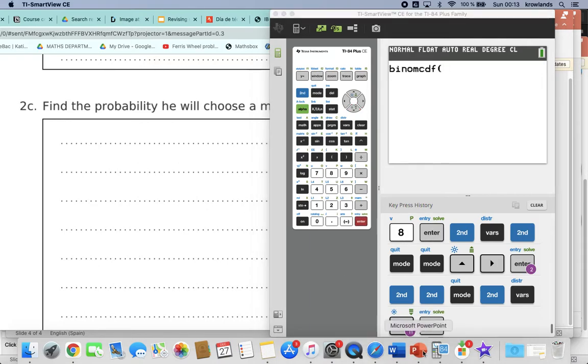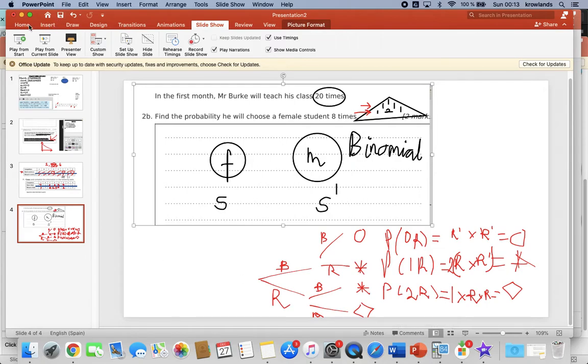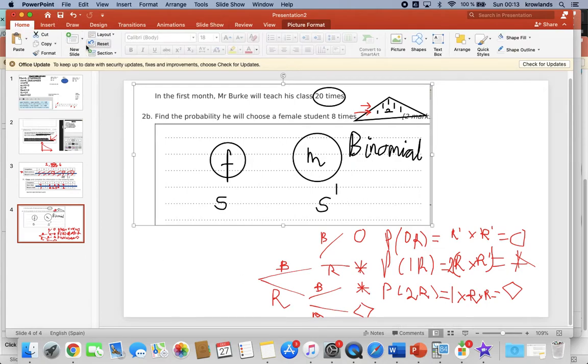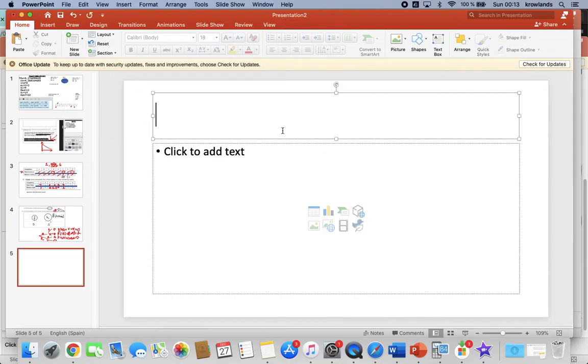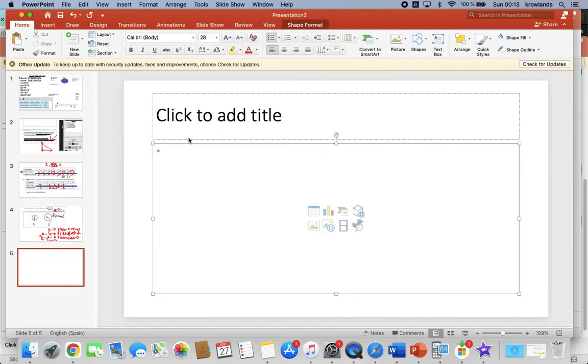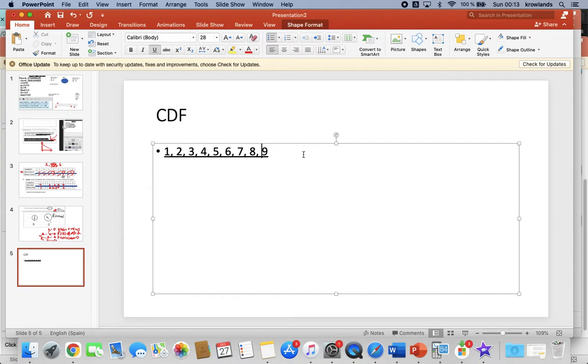And the reason why I prefer this is because for this question, what we need to think about is, if it's at most 9 times, it's going to be the probability of picking it once, twice, 3 times, 4, 5, 6, 7, 8, 9. So what we want to do is add the probability of picking once, twice, and add them all together. So the CDF mode will add them all together.